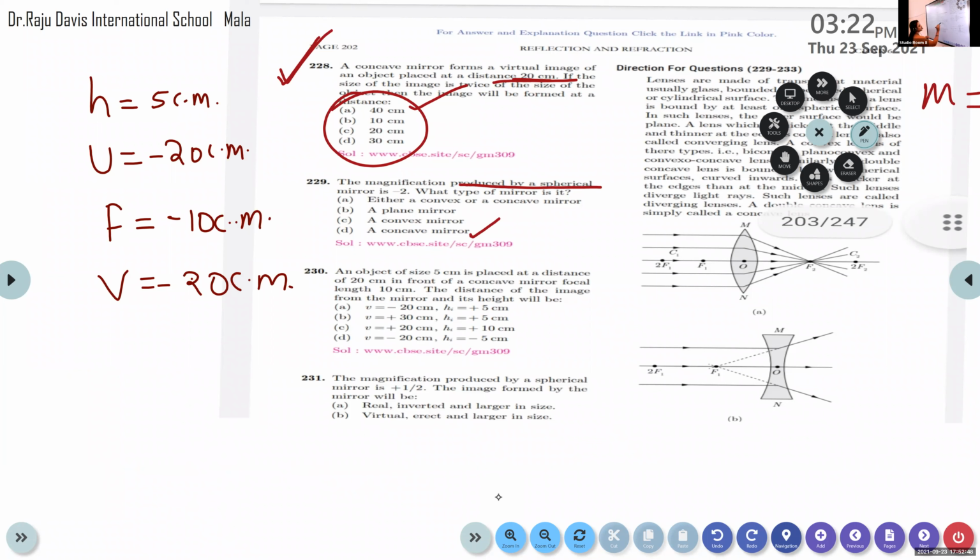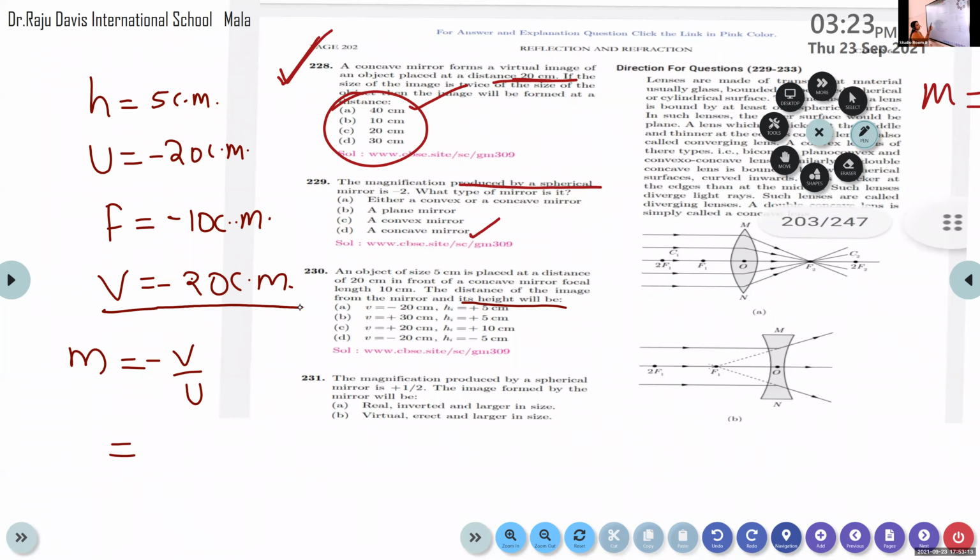And one more sub question. What about the height of the image, H dash? How can we find out the height of the image H dash? Find the magnification. Yes, very good. What is the equation for calculating magnification? M is equal to minus V by U.